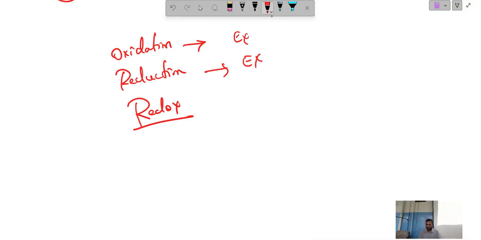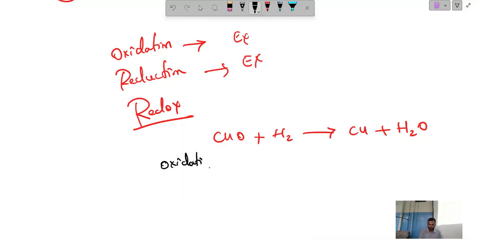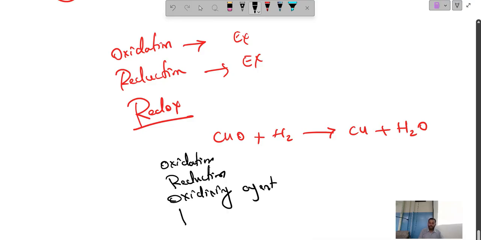Now from the topic redox reaction, you can expect a question like this. CuO plus H2 gives Cu plus H2O. This is a reaction. Now from this reaction, they can ask you questions like this. In this reaction, identify where oxidation is happening. Identify the reduction. Identify the oxidizing agent. Identify the reducing agent from this reaction. These are the possible questions.